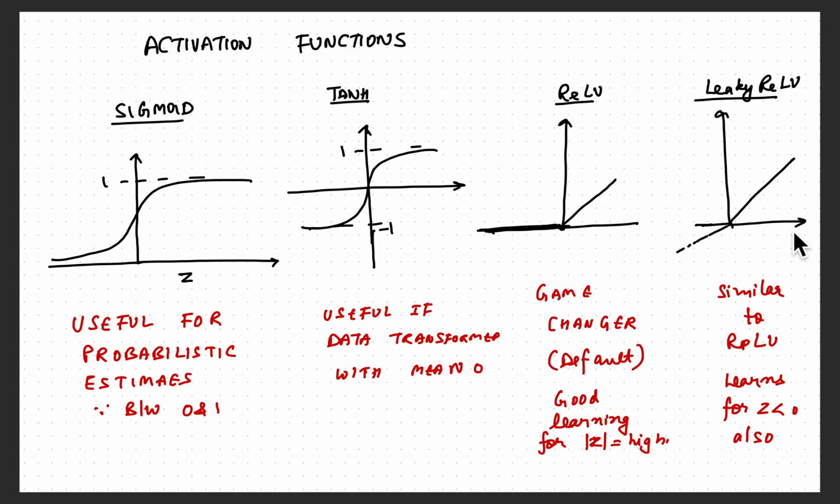A quick summary of these activation functions. The sigmoid is generally very useful for probabilistic estimates when you're trying to predict something between 0 and 1, which is exactly what we were doing in logistic regression. We were trying to predict the probability of a particular class, and that was between 0 and 1. Tanh is very useful if the data is transformed with mean 0 and it is residing in -1 to 1. ReLU, as I discussed a minute back, was the game changer, generally the default activation function mostly. And leaky ReLU is fairly similar to ReLU, but it can do some learning, meaning gradient computation, even when z is less than 0.